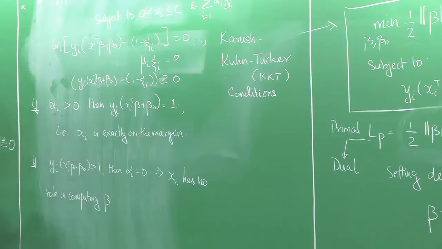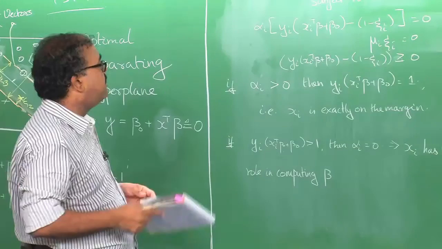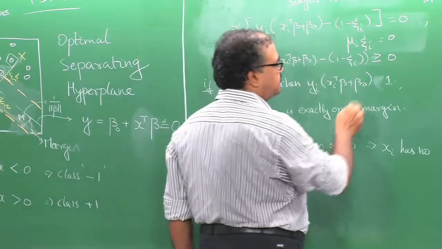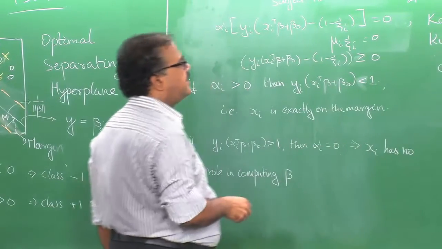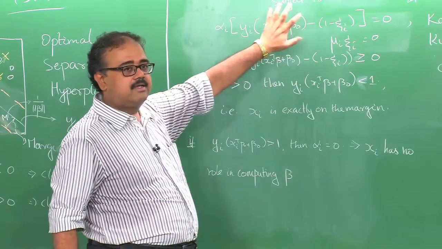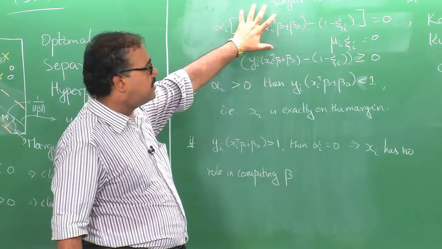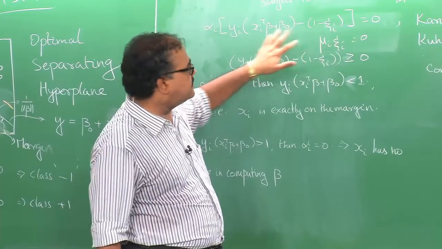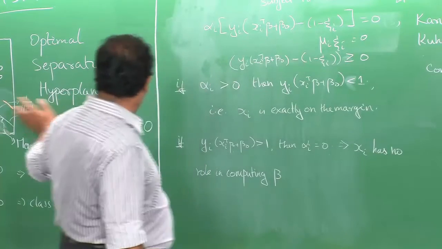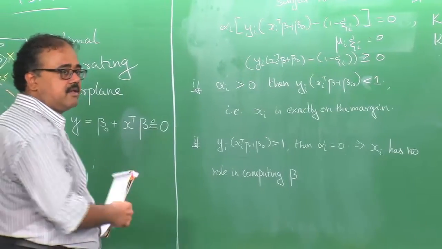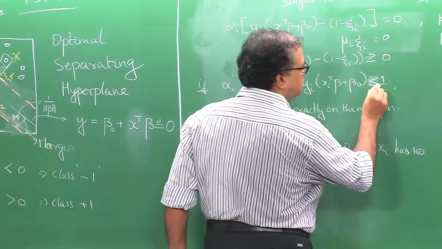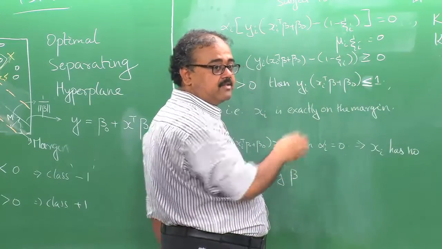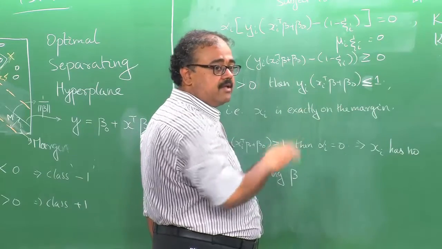So, what is it that you notice from here? Let us go back and do the same argument. If alpha is greater than 0, then y i times x i transpose beta plus beta naught has to be less than or equal to 1. Only then will this be 0. That would mean that, for the particular choice of zeta i's, this data point is on the wrong side of the margin, or on the margin. If zeta i's are 0, then it will be on the margin. If zeta i's are non-zero, it will be within the margin.